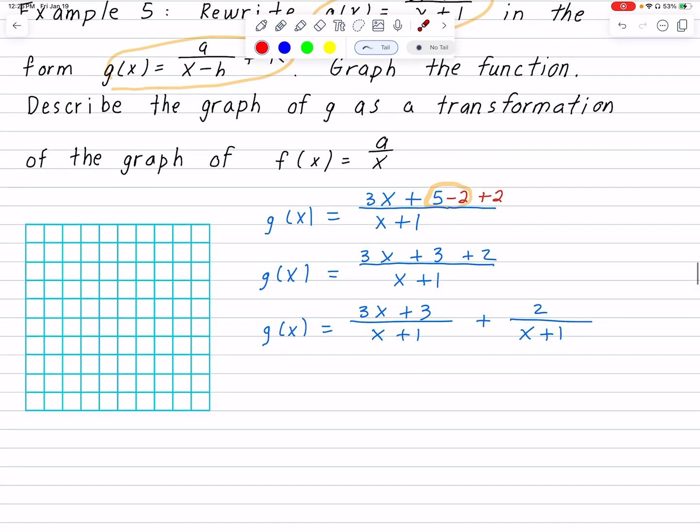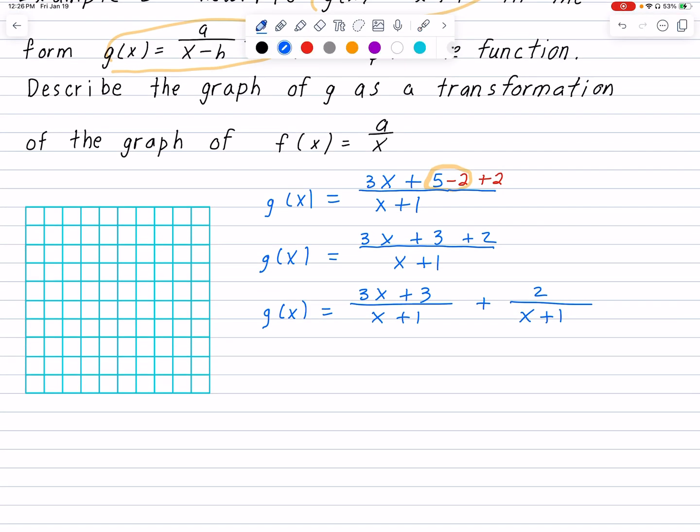And again, the advantage to this, let's keep on following this. The advantage is that now in the numerator, I can factor out that 3. So I factored out that 3, and the great thing is I have an x plus 1 on top and an x plus 1 on the bottom. So I am left with 3 plus 2 over x plus 1.